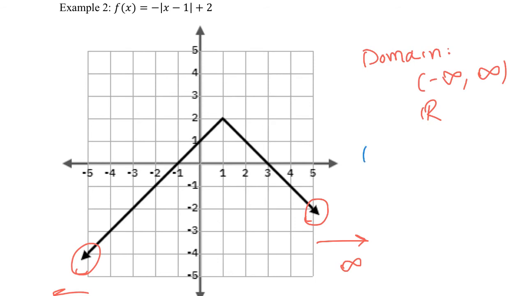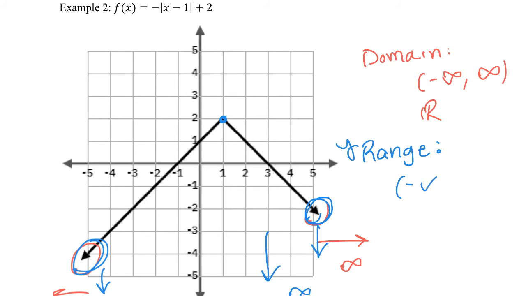Let's talk about range. We need to work bottom to top because range is your y values. So the furthest down is actually not our vertex this time. Our vertex is actually the top of my graph. So we need to figure out how far down this graph is going to go. Well, this arrow says I'm moving down forever, and this arrow says I'm moving down forever as well. So the smallest number you're actually going to hit is negative infinity.